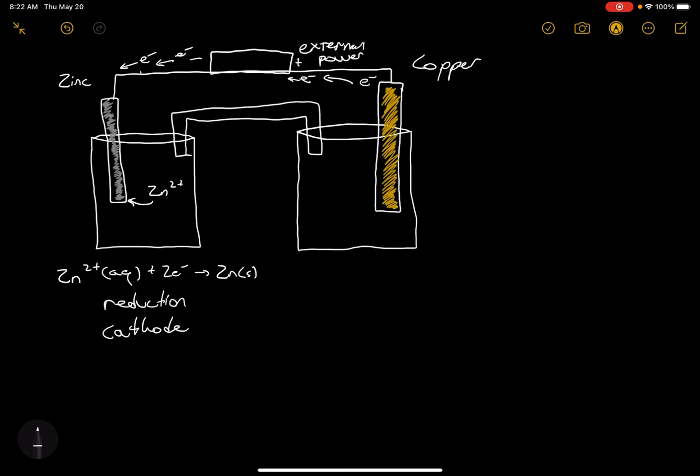And so on the flip side, our copper will start becoming aqueous copper. So we have copper in the solid form going to copper in the aqueous form with a 2+ charge, and it is losing its electrons. And so since it's losing electrons, that would be considered oxidation. And oxidation always occurs at the anode. So during that process of recharging the battery, the copper then becomes the anode and oxidation occurs there.